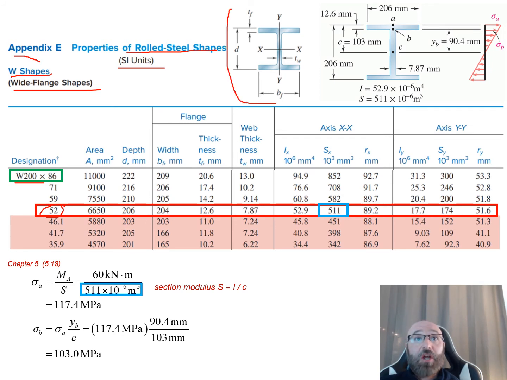They give us this generic diagram here with all of this information and the geometry here that's referenced from our Appendix E in the table here. So we look down, we say, okay, we're dealing with a W200 by 52. I've boxed this all in red.